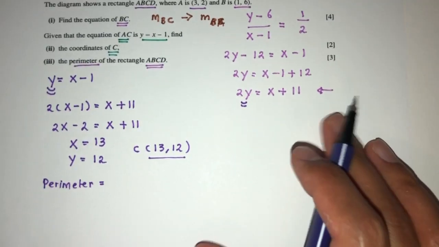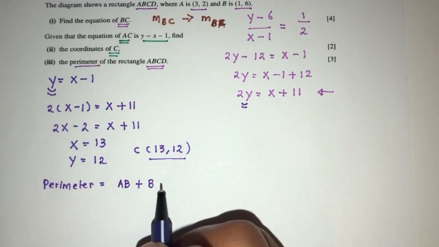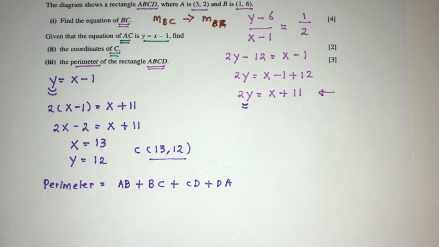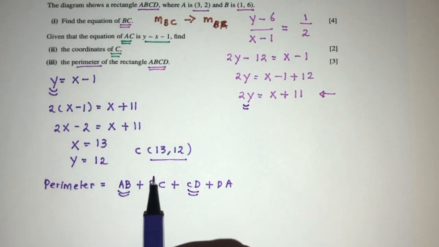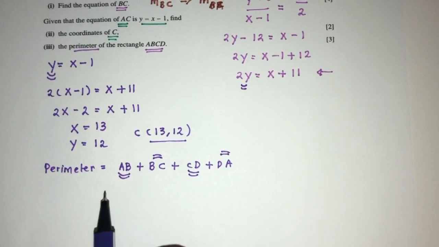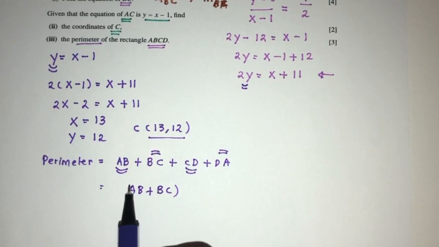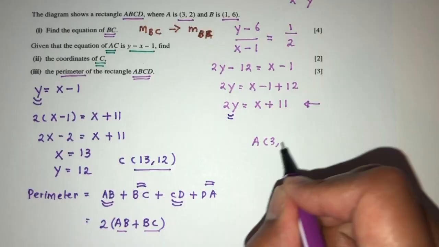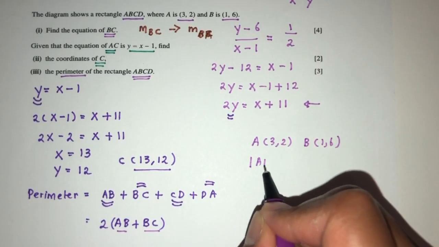So we know that it is a rectangle, and we know that AB plus BC plus CD plus DA. However, we know that AB is the same as CD and BC is the same as DA. So what we can do is take AB plus BC and then multiply by 2. So let's first find those two lengths. The point A is given by (3, 2), and the point B is given by (1, 6). Now what is the magnitude of AB, which is the length?